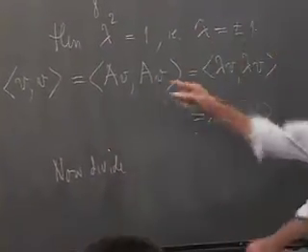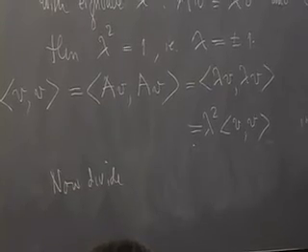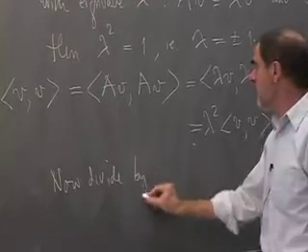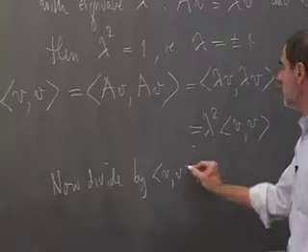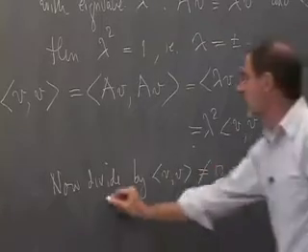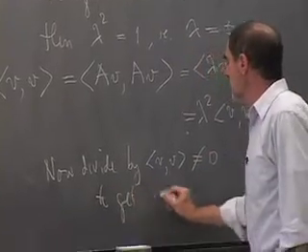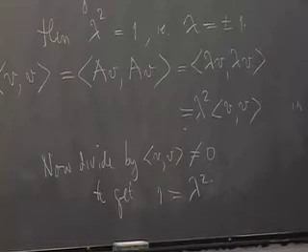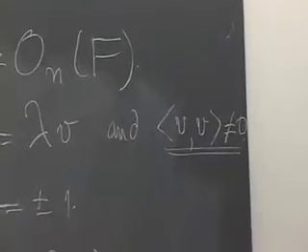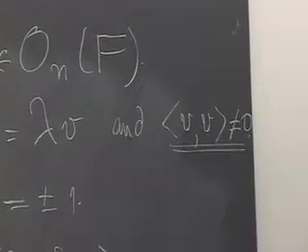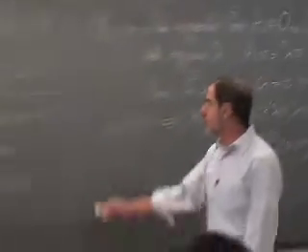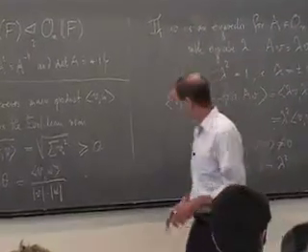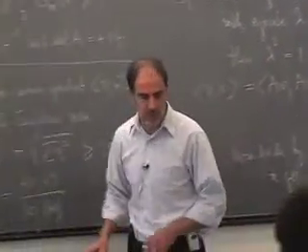This is an equality that takes place in the field F. Now divide by <V, V>, which is not equal to 0, to get 1 is equal to lambda squared. And so the eigenvalue on a vector, if the eigenvector has a non-trivial inner product with itself, is equal to plus or minus 1. That's certainly true over the real numbers. So we're going to use that: if we have an eigenvalue, it has to be plus or minus 1.